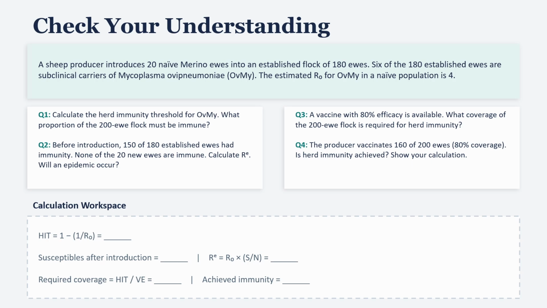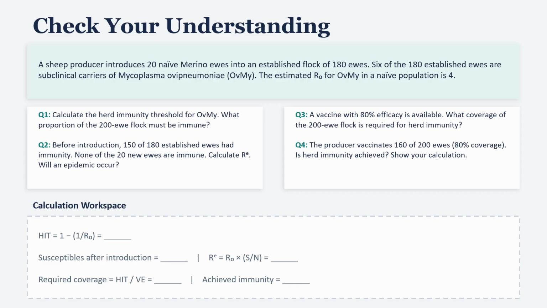Question 1. Herd immunity threshold. HIT equals 1 minus 1 over R naught equals 1 minus 1/4 equals 1 minus 0.25 equals 0.75 equals 75%. 75% of the 200 ewe flock, or 150 animals, must be immune to prevent epidemic spread of Mycoplasma ovipneumoniae in this population.